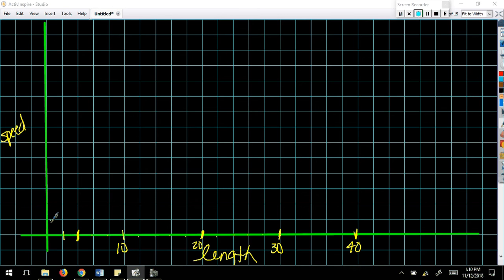So maybe we'll go by 20s. 20, 40, 60, 80, here's 100. 20, 40, 60, 80, here's 200. Okay, so whatever units you feel like would be best on your graph, go ahead and set that up. And I'm just marking these. It'll be a little bit easier for me as I go through plotting these points.